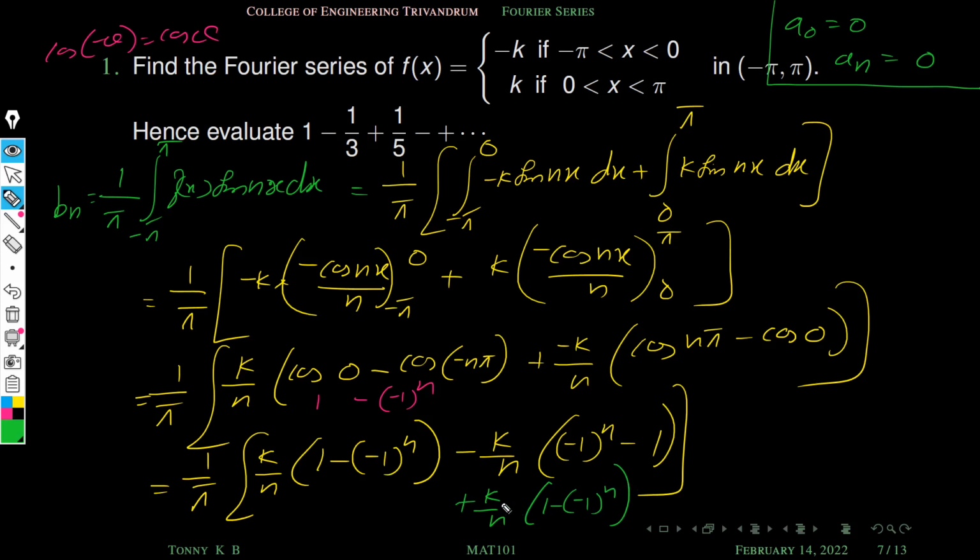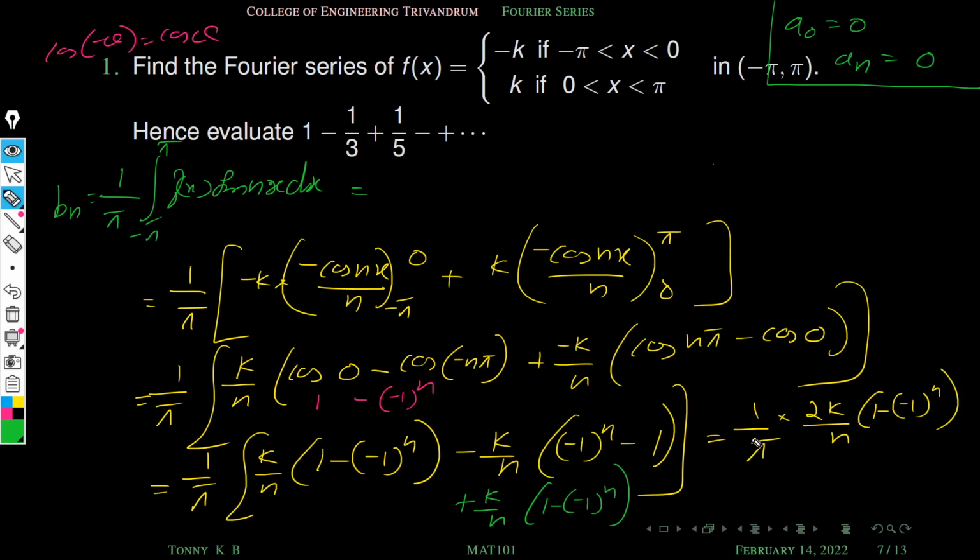So you can add these two, so 2 times. So this becomes, yes, this is our bn. So that is 2k by n pi into 1 minus minus 1 raised to n. So a naught is 0, an's are 0, and bn's are given by this formula: 2k by n pi into 1 minus minus 1 raised to n. Now we can write the Fourier series.